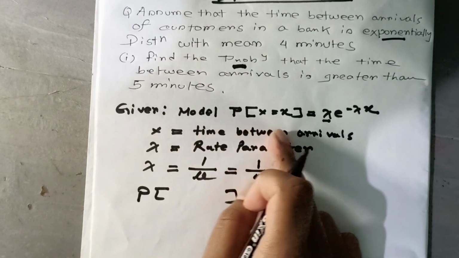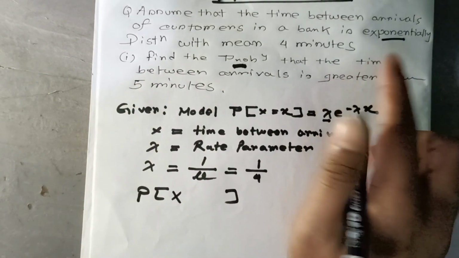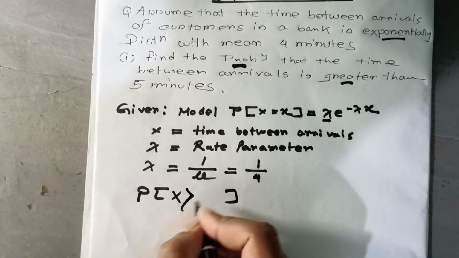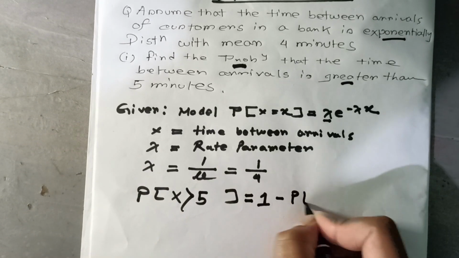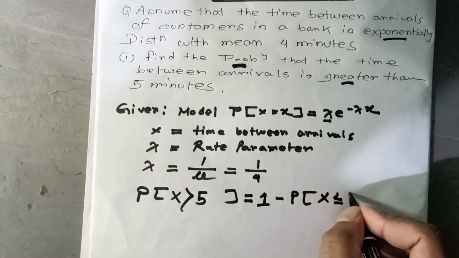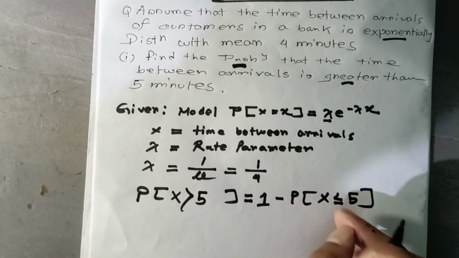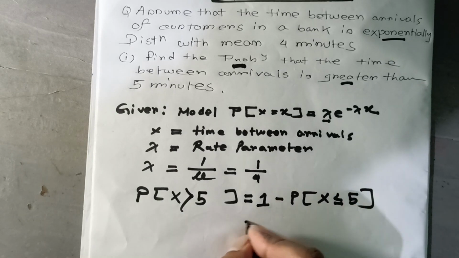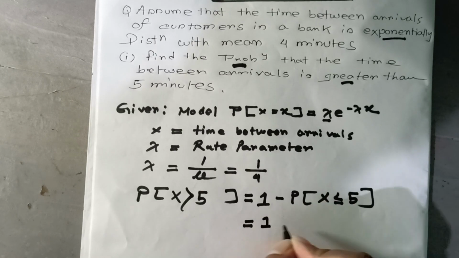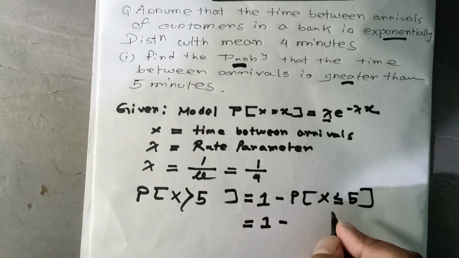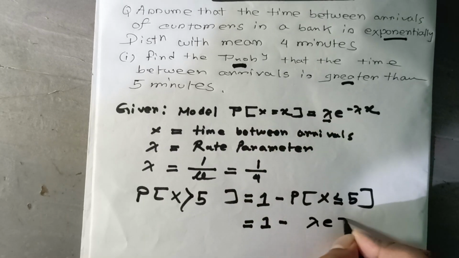So we denote the time between arrivals as x, which is greater than 5 minutes. We can write this as 1 minus the probability of x less than or equal to 5 minutes. Whenever we extract this probability of less than or equal to 5 minutes, we have to use the CDF formula, or perform it like this: 1 minus, we are going to use the model right now, lambda e to the power minus lambda x.